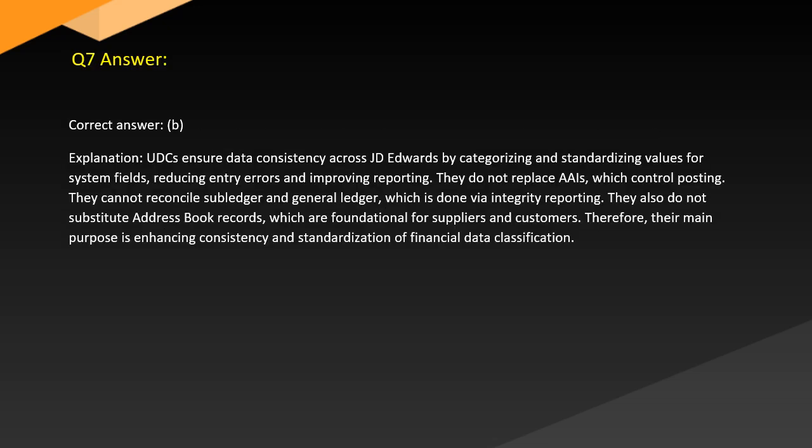Answer. Correct answer, B. Explanation. UDCs ensure data consistency across JD Edwards by categorizing and standardizing values for system fields, reducing entry errors, and improving reporting. They do not replace EIS, which control posting. They cannot reconcile subledger and general ledger, which is done via integrity reporting. They also do not substitute address book records, which are foundational for suppliers and customers. Therefore, their purpose is enhancing consistency and standardization of financial data classification.